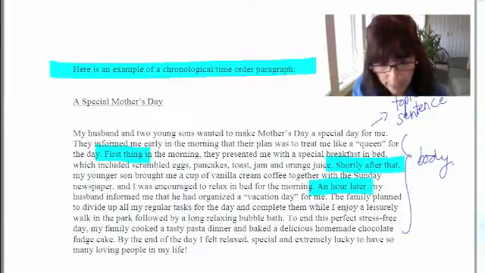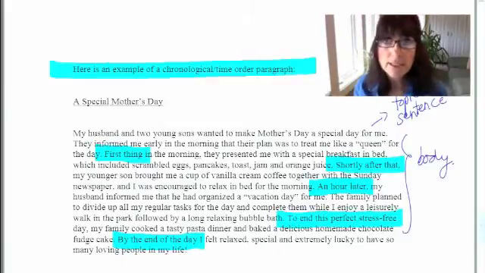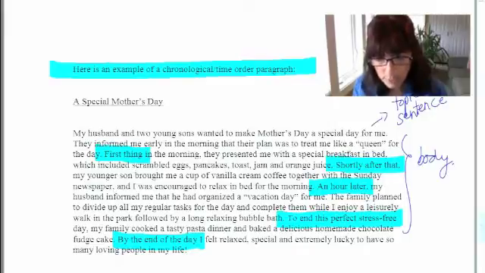An hour later, so going in order, another transition word. This is what was done an hour later. And then you're getting close to the end of the day. So to end this perfect stress-free day, your family cooked a tasty pasta dinner and a chocolate fudge cake, and there's your conclusion, by the end of the day. So very nicely worded. Good use of transition words and transition expressions. Shortly after that is a transition expression. An hour later is a transition expression.